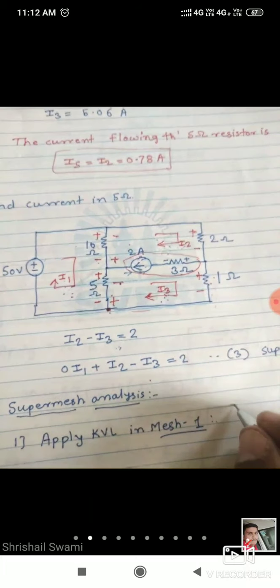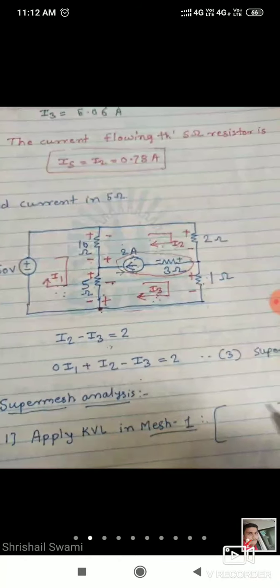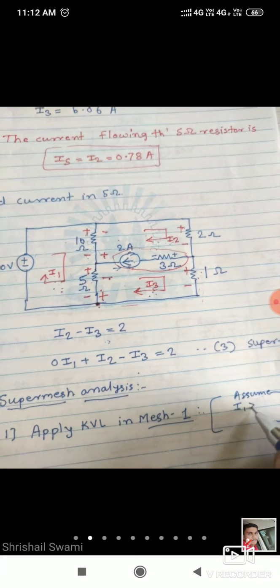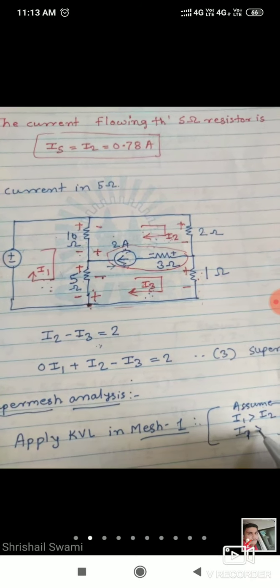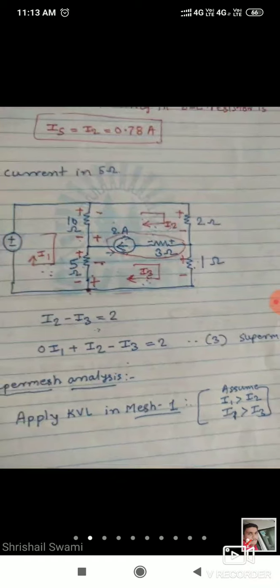So what are the assumptions? Because some branches are common. Which branches? 10 ohm is common for these two, and 5 ohm is common for these two. So assumptions will be there. So what are the assumptions? I1 is greater than I2, and I1 is greater than I3. This is the assumption, so the polarity is already marked.